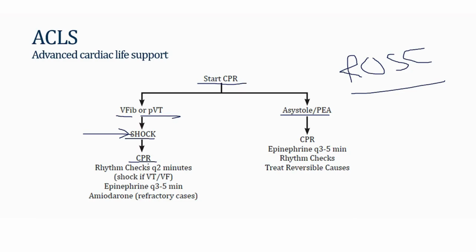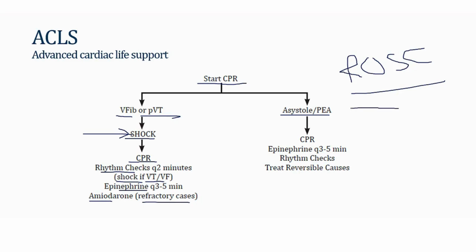As you're doing CPR, you stop every 2 minutes to check the rhythm. If the rhythm remains VT or pulseless VF, then you want to shock again. In addition, while you're doing these rhythm checks and repeat shocks, you can administer epinephrine every 3 to 5 minutes, and amiodarone is used in refractory cases to try and terminate the ventricular tachycardia or ventricular fibrillation.